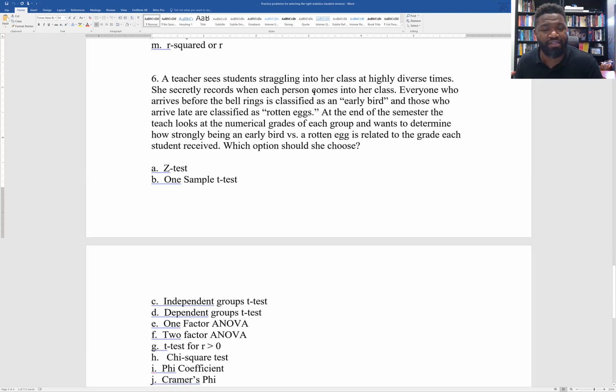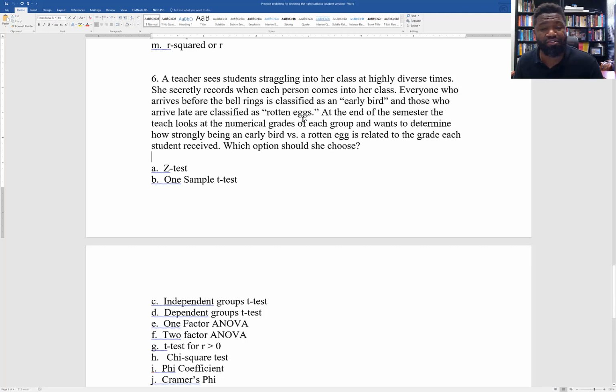It's the same setup, right? Except at the end of the semester now, the teacher looks at the numerical grades of each group and wants to determine how strongly being an early bird is related to each grade that the student received, okay? So there's a couple things that are different here, right? The independent variable is still dichotomous, right? It's still early bird versus rotten egg.